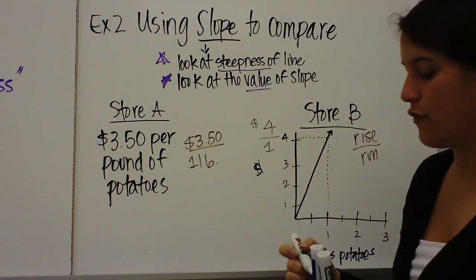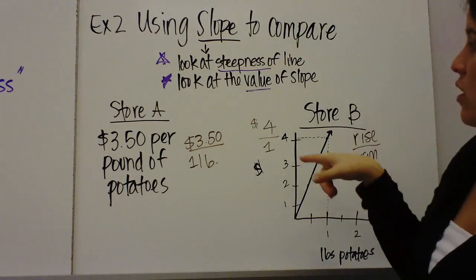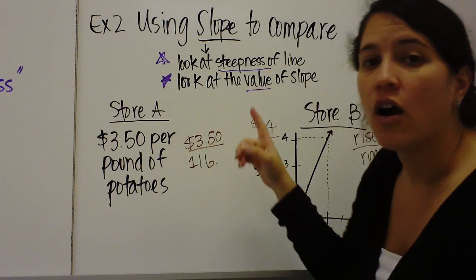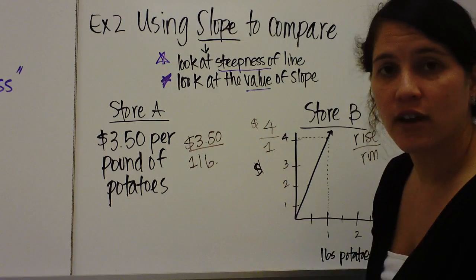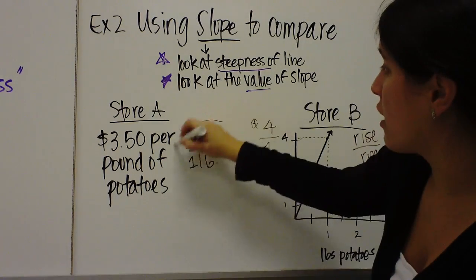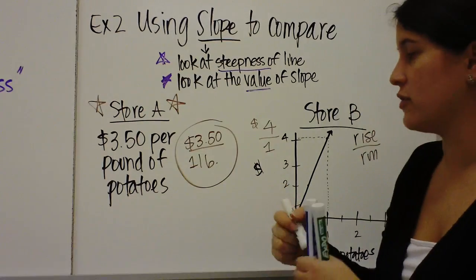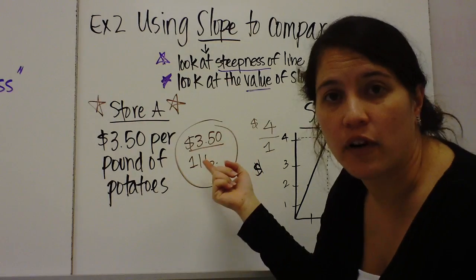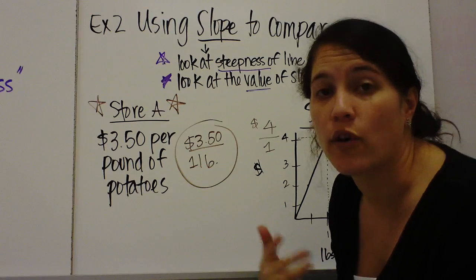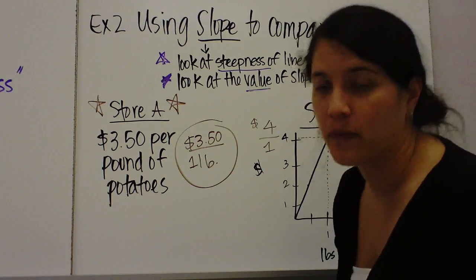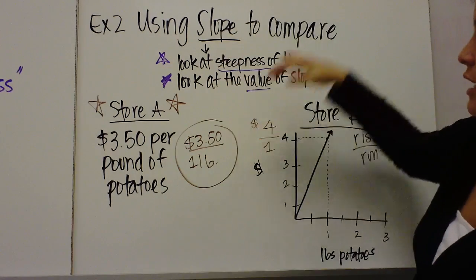So $4 for 1 pound. So what store are we going to go to? Are we going to get a pound for $3.50, or are we going to get a pound for $4? Well, you would want to go to store A because a pound of potatoes is 50 cents cheaper at store A, and if you're going to get 4 or 5 pounds of potatoes, then you would want to get the cheaper price. So that is how you use slope to compare.